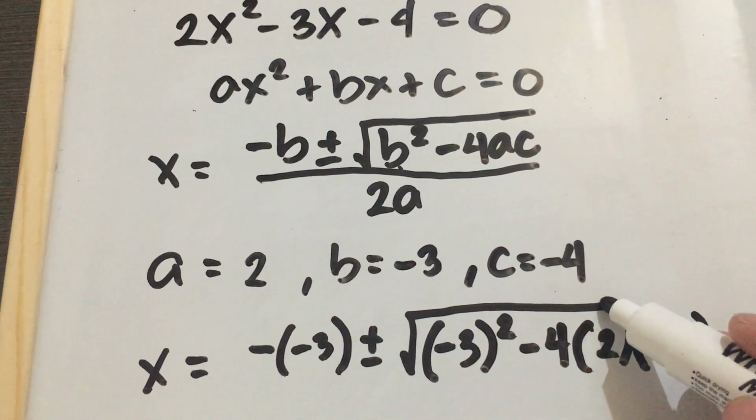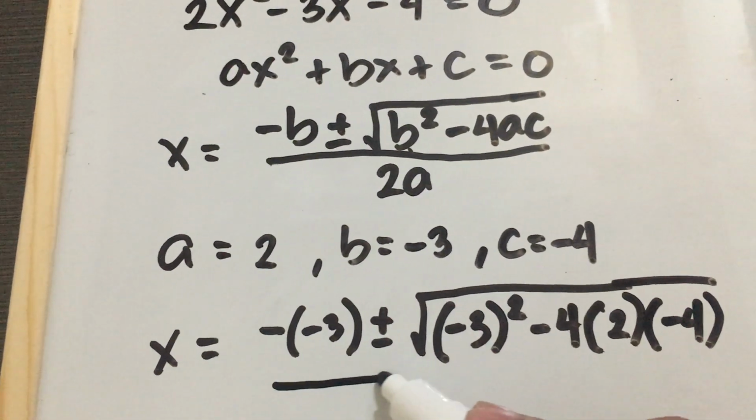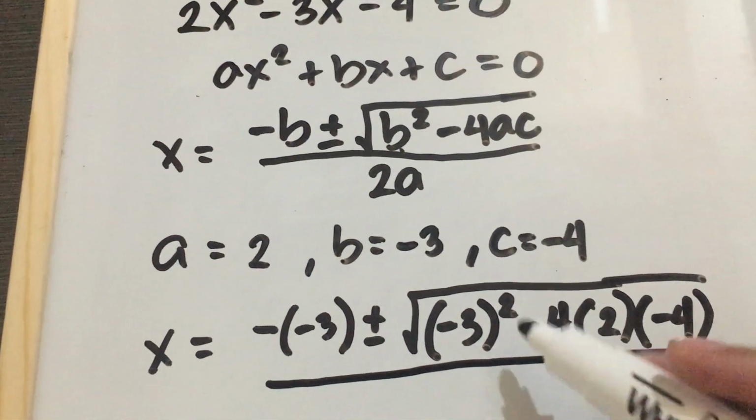Okay, just continue the square root. Then the over is 2.